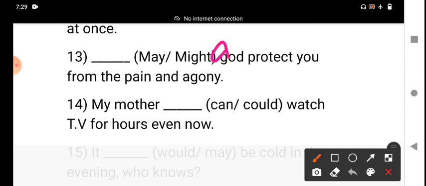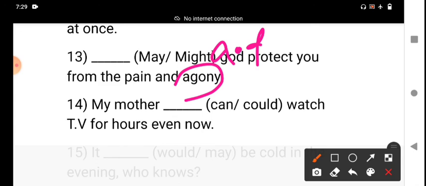God protect. Capital letter, we should write God. God protect you from the pain and agony. Agony means sorrow, a difficult situation, adversity, a sad, sorrowful situation, pain and agony. But it is an interactive mode.